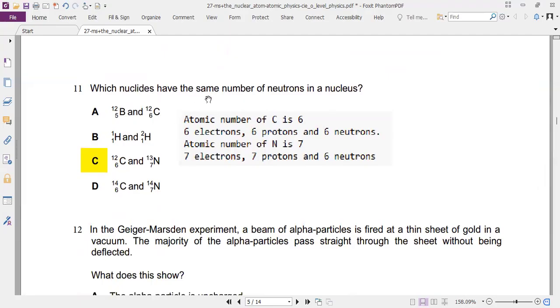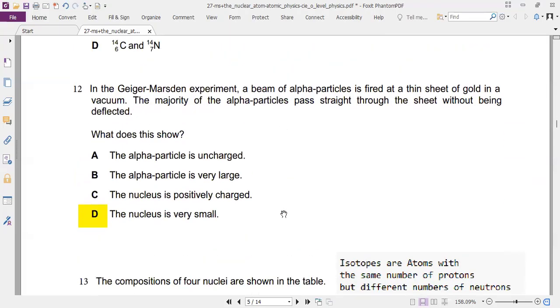Number 11, same number of neutrons. Atomic number is 6, so it has 6 electrons, 6 protons, and 6 neutrons. Here, nitrogen atomic number is 7, so it should have 7 electrons, 7 protons, and 13 minus 7, 6 neutrons. Never forget that the number at the top minus the number at the bottom gives you the number of neutrons.